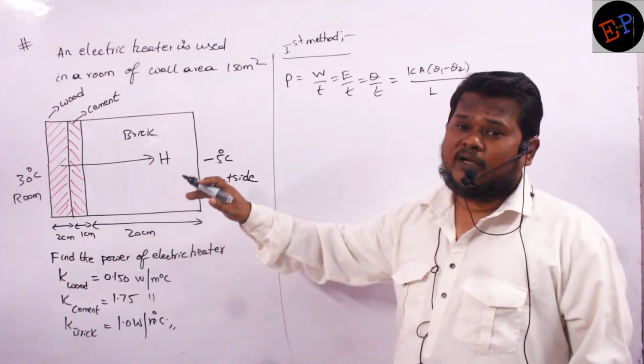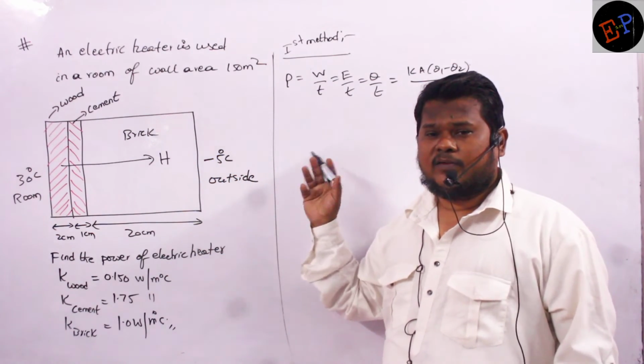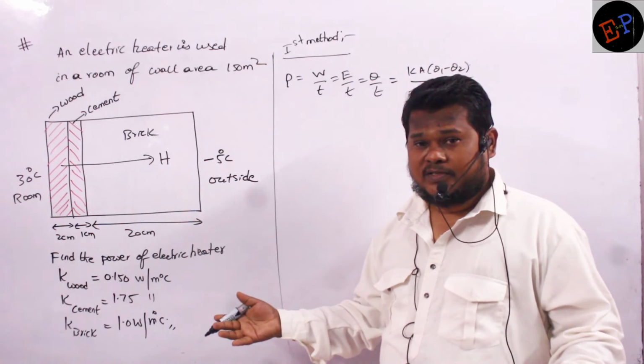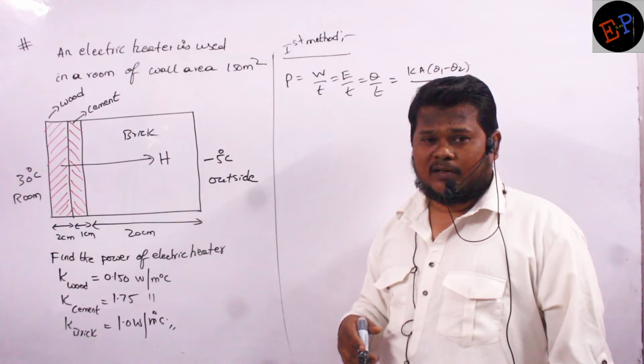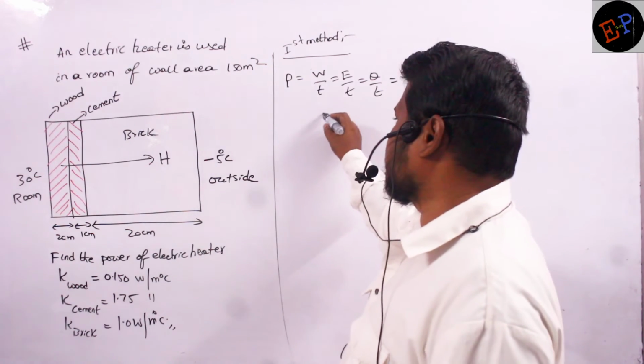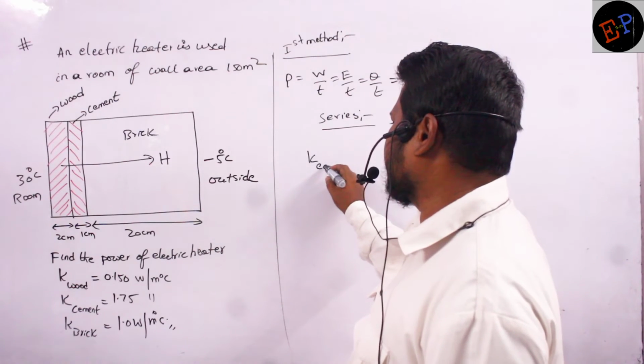K value for individual layers is different, but I want the K value of the total combination. Are you able to understand? How can I calculate the K value of the total combination? First of all, is it a series combination or a parallel combination? Series combination.